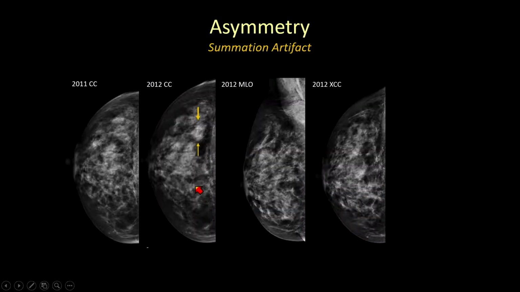Another example of an asymmetry. Here in the middle is her 2012 right mammogram, and she has an apparent one-view asymmetry here lateral to the nipple. This is her 2011 study, so it looks new, but my technologist did an XCCL view just to get more lateral tissue, and you can see the finding is spurious.